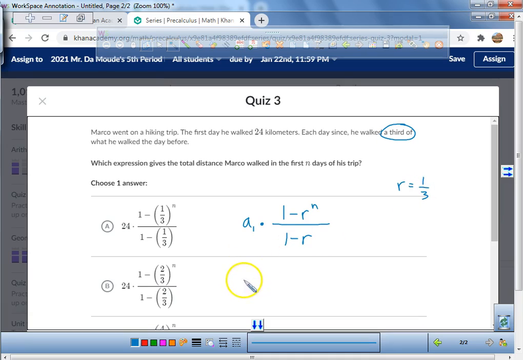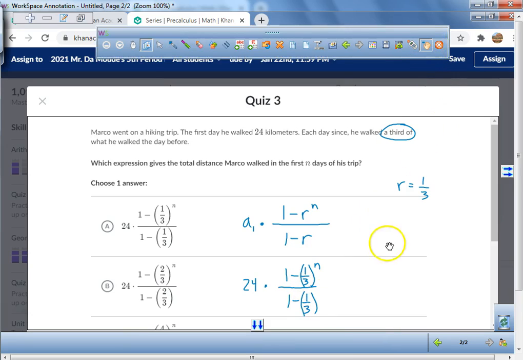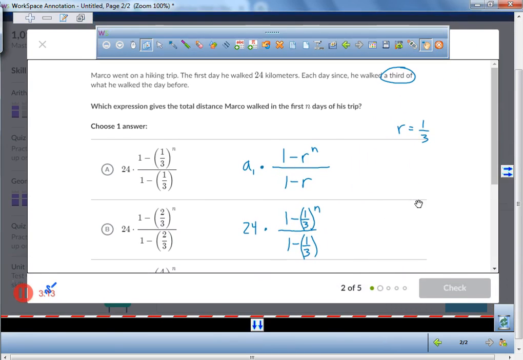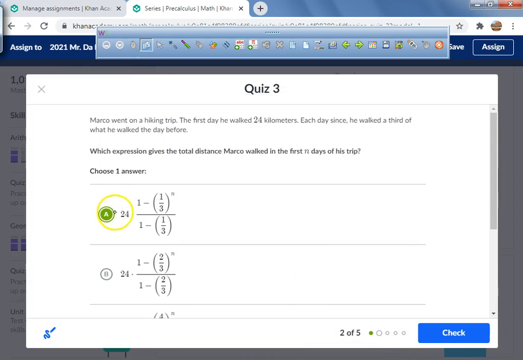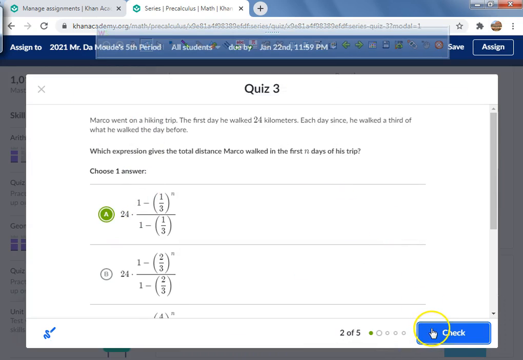So the first term is 24. Then I got to take that 24 and multiply it by 1 minus 1/3. I'll put that in parentheses to the power of n all over 1 minus 1/3. And I'll even put that in parentheses. And that's what I'm trying to match up. Let's see here. That looks good. That looks good. I'll choose A. Yep.